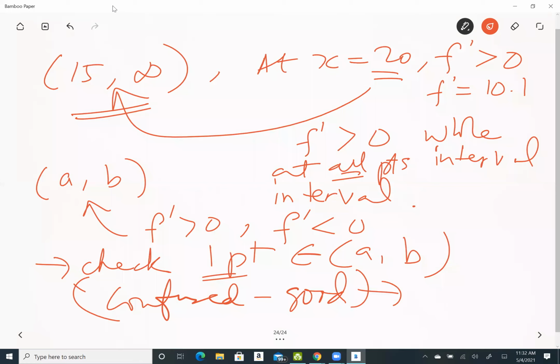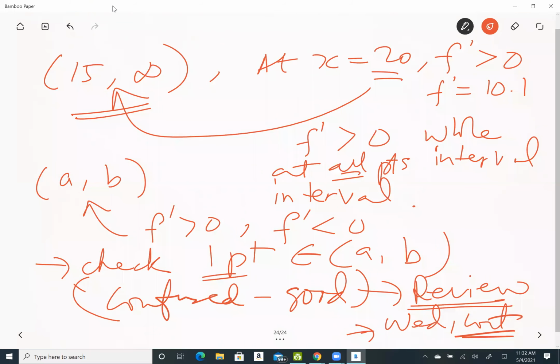What I want you to do tonight before Wednesday class is go and review everything, see whether it makes sense or not, and put everything in perspective. On Wednesday, we will continue. If you are not sure, that's not a good sign. If you are confused, that means we learned something. So you go home, put everything in perspective, and I will continue from there. Any question?